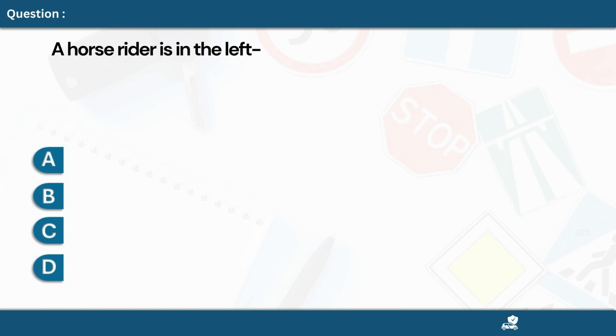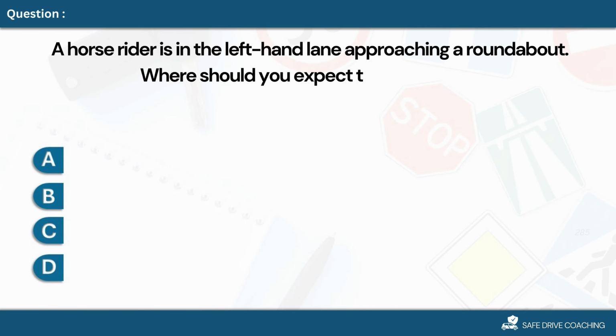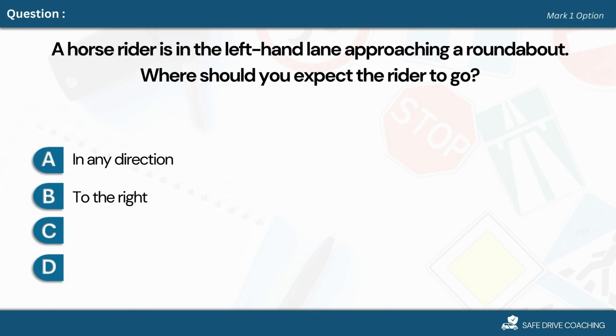A horse rider is in the left-hand lane approaching a roundabout. Where should you expect the rider to go? A. In any direction. B. To the right. C. To the left. D. Straight ahead.